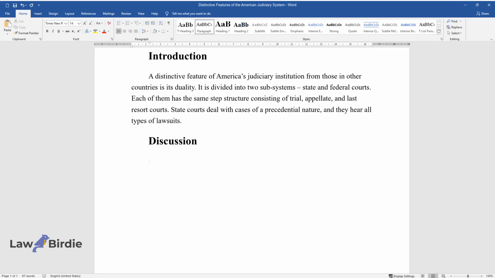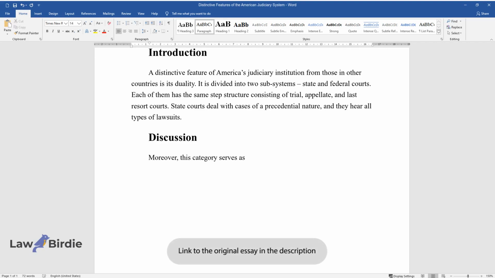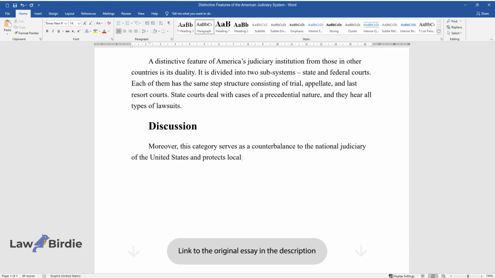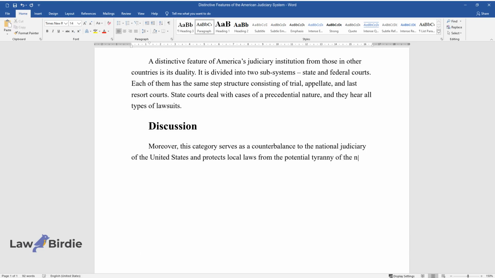Discussion. Moreover, this category serves as a counterbalance to the national judiciary of the United States and protects local laws from the potential tyranny of the national government.